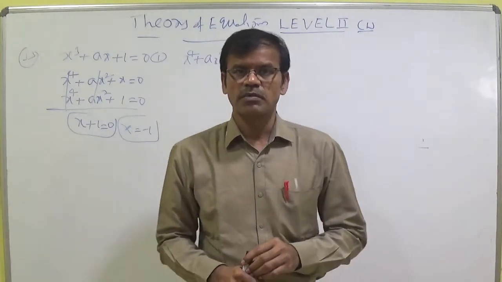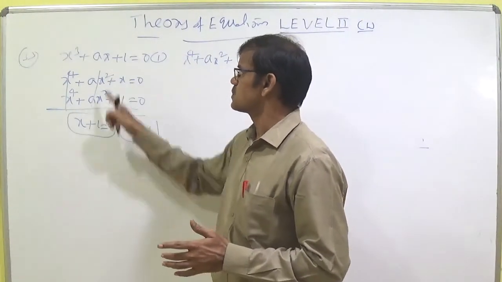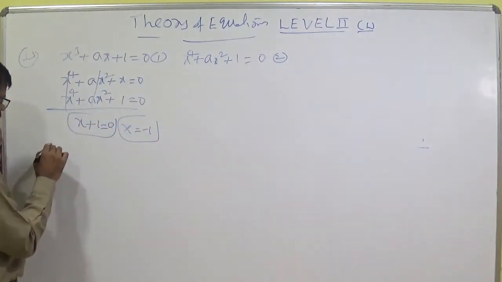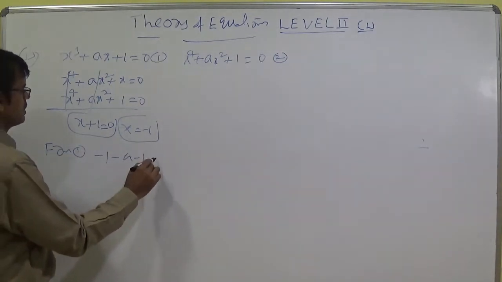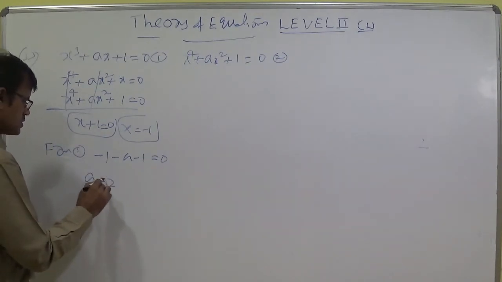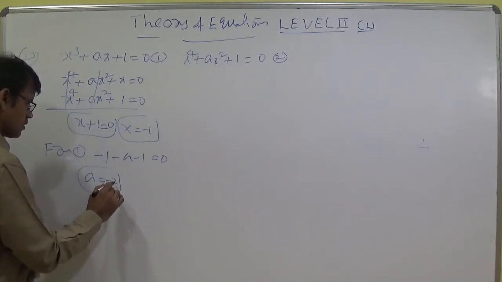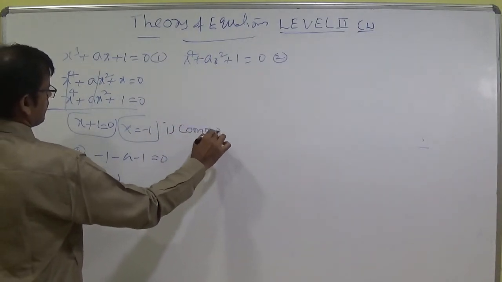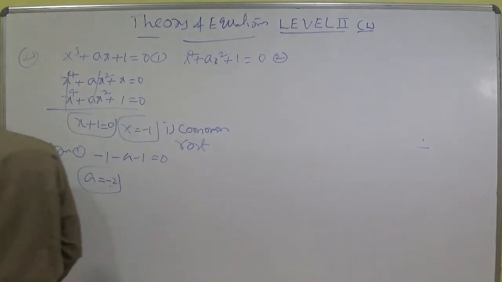Since this is the common root of the two equations, simply substitute x as that value. From equation 1, I am getting minus 1 whole cube minus 1 minus a minus 1 equal to 0. So minus 1 minus 1 is minus 2, so a is equal to minus 2. Minus 1 is a common root for the two equations, you write simply.